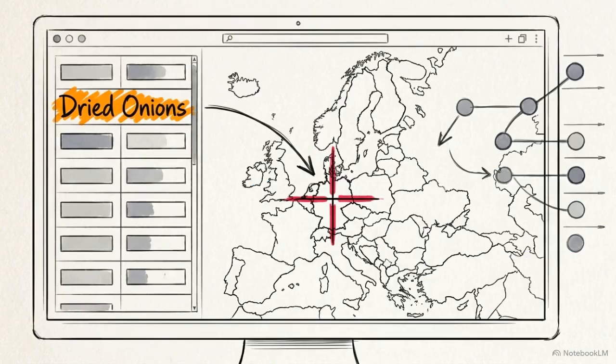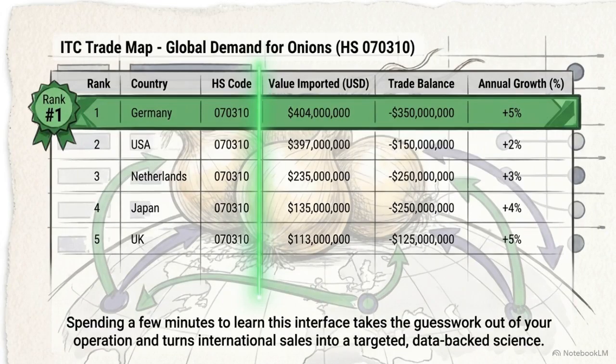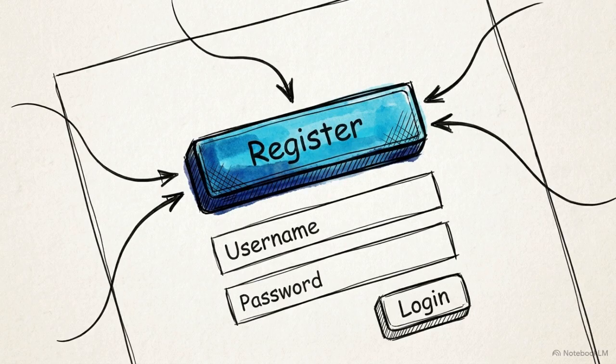By the end of this video, you will know exactly how to use this tool to pinpoint which countries are actively buying your specific commodity and how to extract the direct contact information of the companies doing the purchasing. Spending a few minutes to learn this interface takes the guesswork out of your operation and turns international sales into a targeted, data-backed science. First, head over to trademap.org.